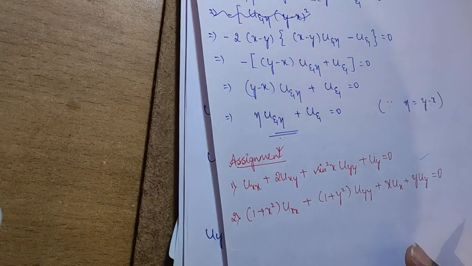Canonical form method alli problems ella easy ide. Only the thing is, you have to be very careful while simplifying, and from the exam point of view also, you will get one pakka question from that.